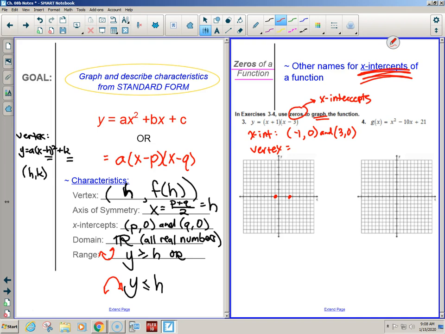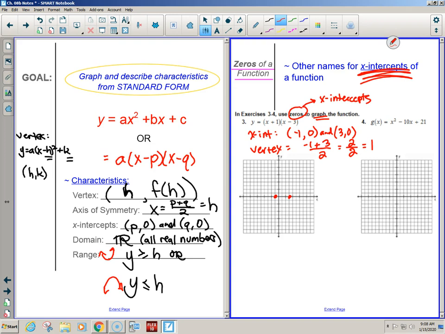But as Isaiah was having us review just a second ago, we can find the vertex with the little baby formula. What's the little baby formula say to do? x equals p plus q over 2. So, -1 plus 3, divide by 2. PEMDAS. I have to add first. Careful. Go step by step, because what's positive 2 over positive 2? 1. Well, I know where it's at.